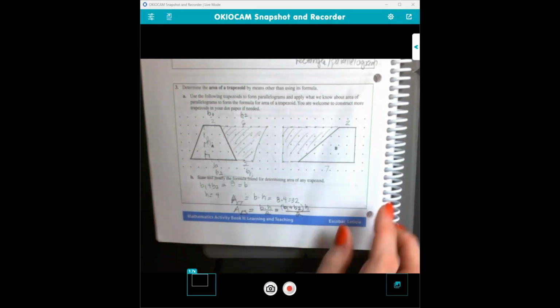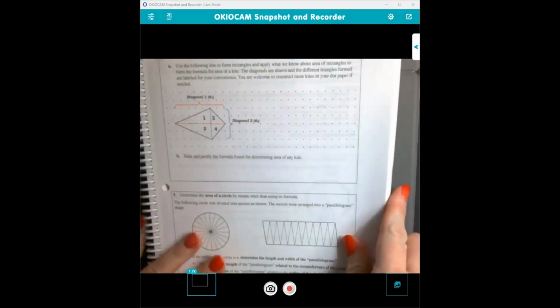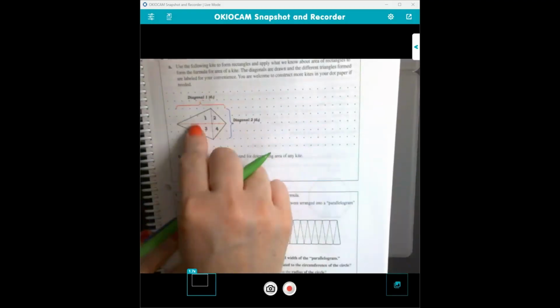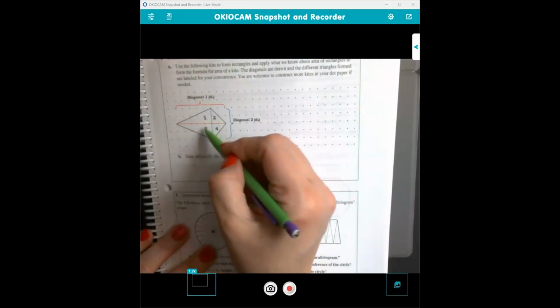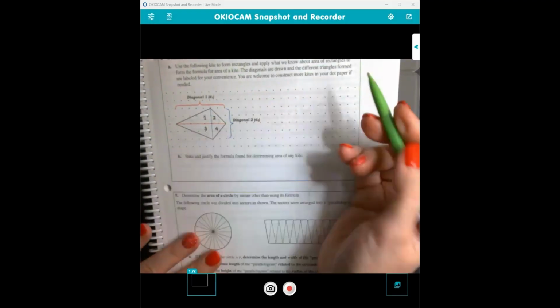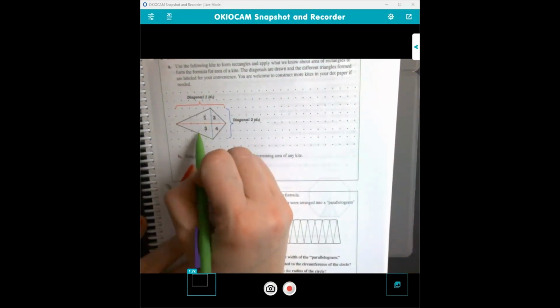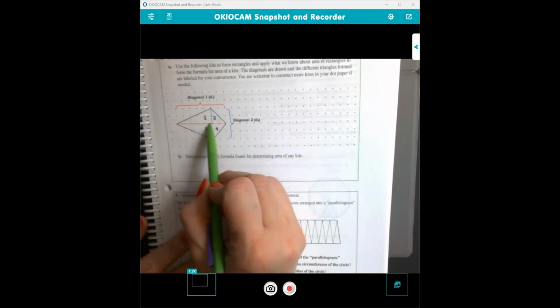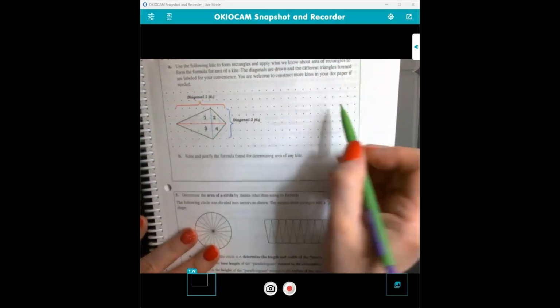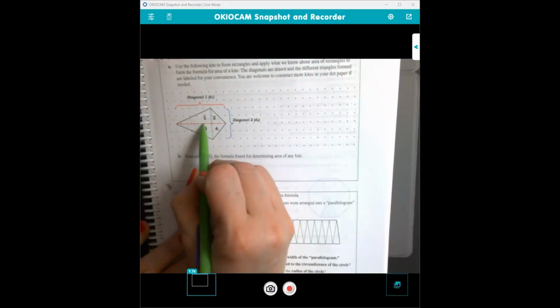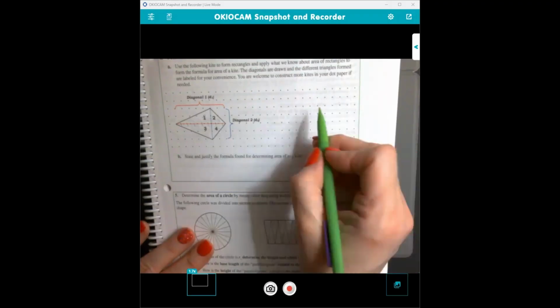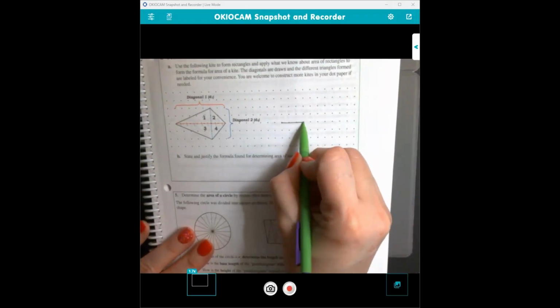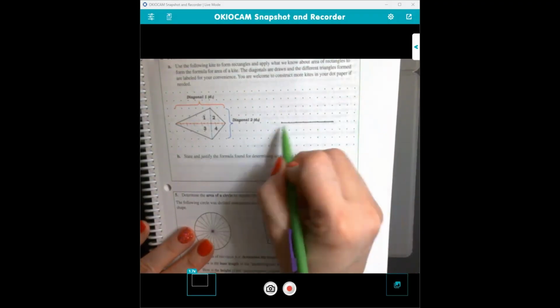And then the next one is the kite. In the kite, the diagonals cut the kite into 4 pieces. These 2 triangles are congruent and these 2 triangles are congruent, okay? So this is what we're going to do. We are going to draw this diagonal in these 2 triangles, okay? This is 1, 2, 3, 4, 5, 6, 7. So we're going to do 1, 2, 3, 4, 5, 6, 7.